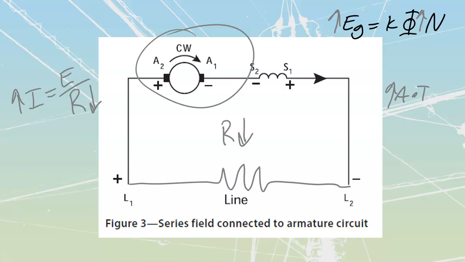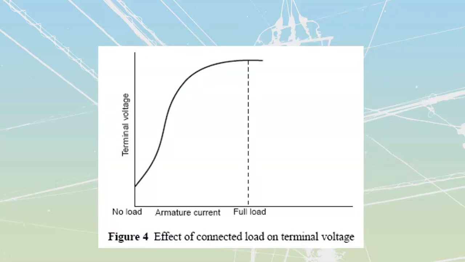What we get is this really funky looking curve that starts out at a value with no load. It's going to start out very low. Technically, it should be at 0, but because there's residual magnetism, that gives us a small amount of generated voltage. We connect a load across, and then we see this whoosh, this rise in voltage.